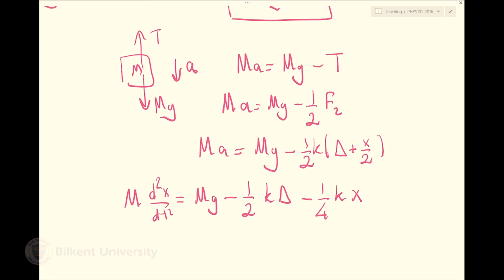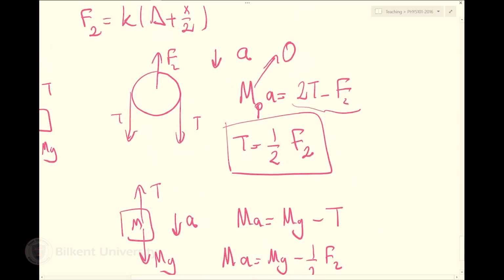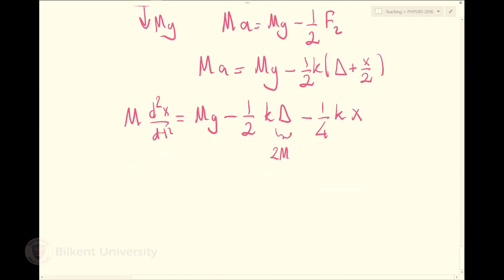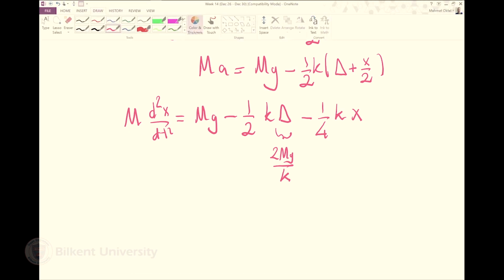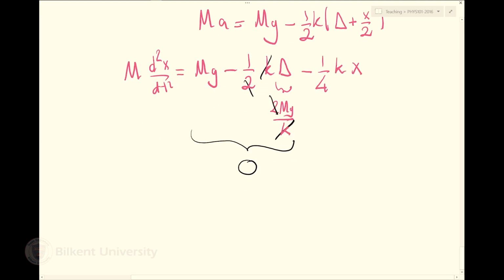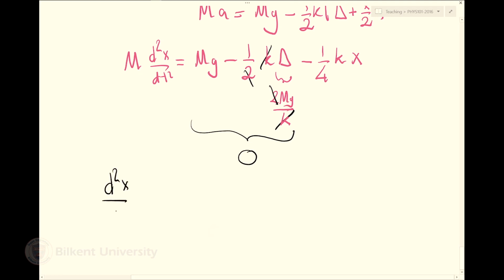Now, what was delta? We have already calculated delta. Delta is 2 mg over k. If delta is 2 mg over k, k's cancel, 2's cancel. This is mg minus mg. That's already my equilibrium condition. So what do I find? I find d squared x dt squared is minus 1/4 k over m times x. And this is exactly the kind of differential equation I can solve.